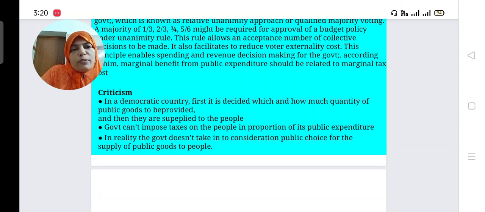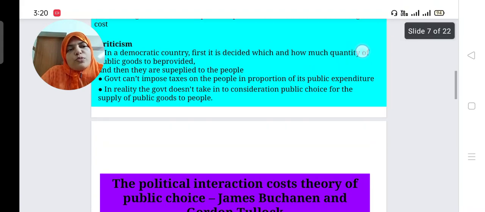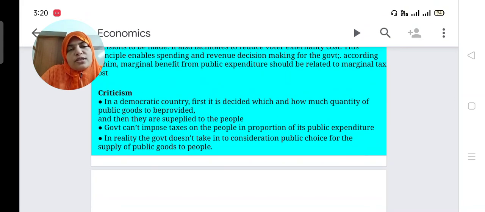So the government cannot impose tax as per government expenditure. In reality, the government does not take public choice into consideration for the supply of public goods to people. In reality, the government will not consider the absolute or relative approach to provide public goods. These are the concepts of Knut Wicksell's theory.